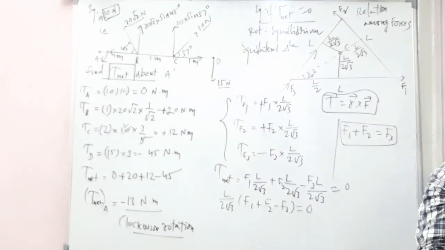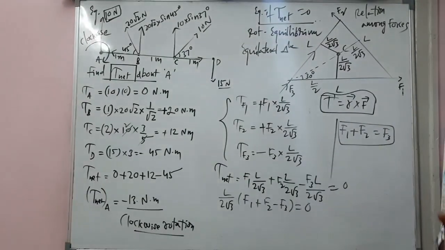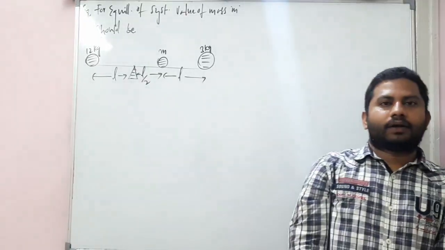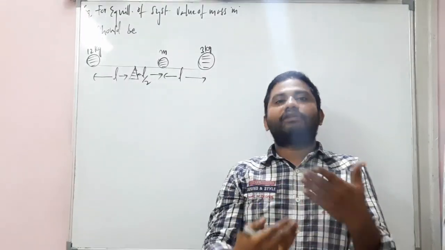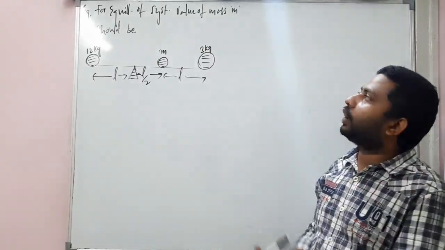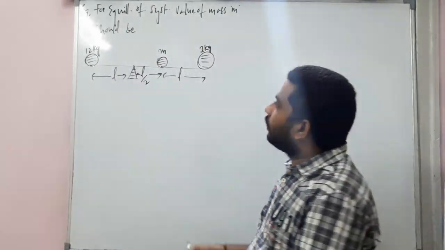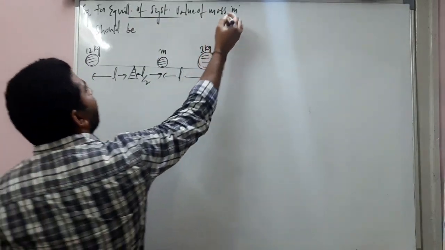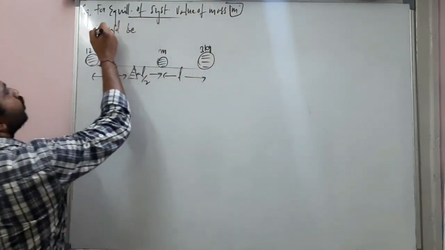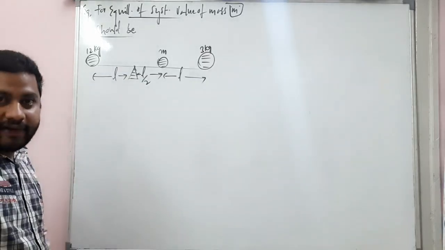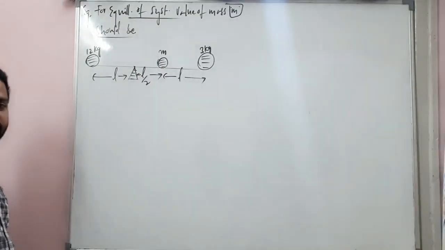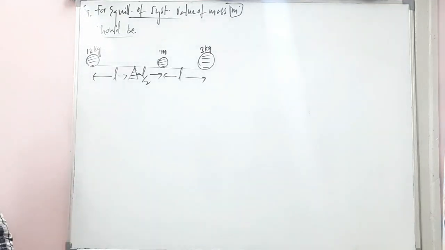Before going to angular momentum, one more question related to equilibrium. All right students, based on the equilibrium concept, let's have a look at one more question here. For equilibrium of the system, the value of small mass m should be what? They have given that the system is in equilibrium.